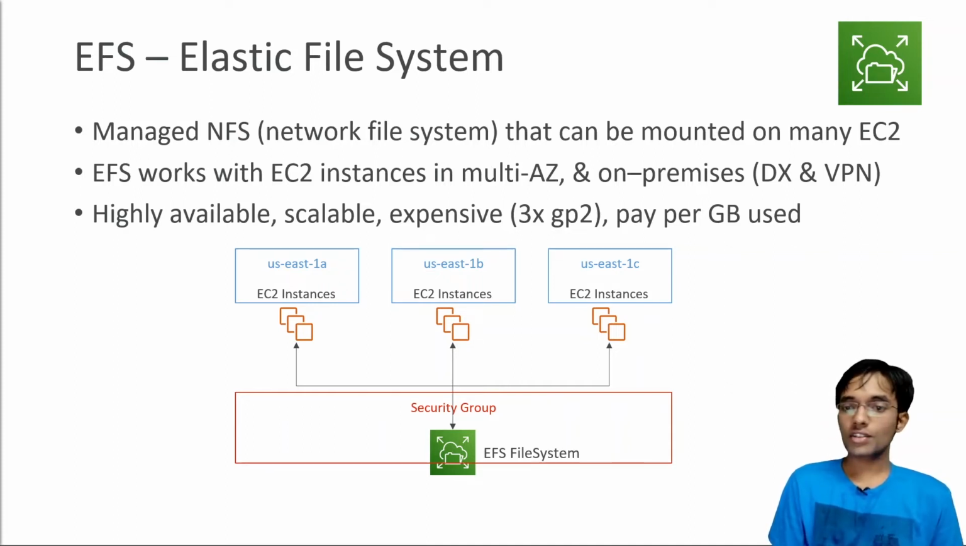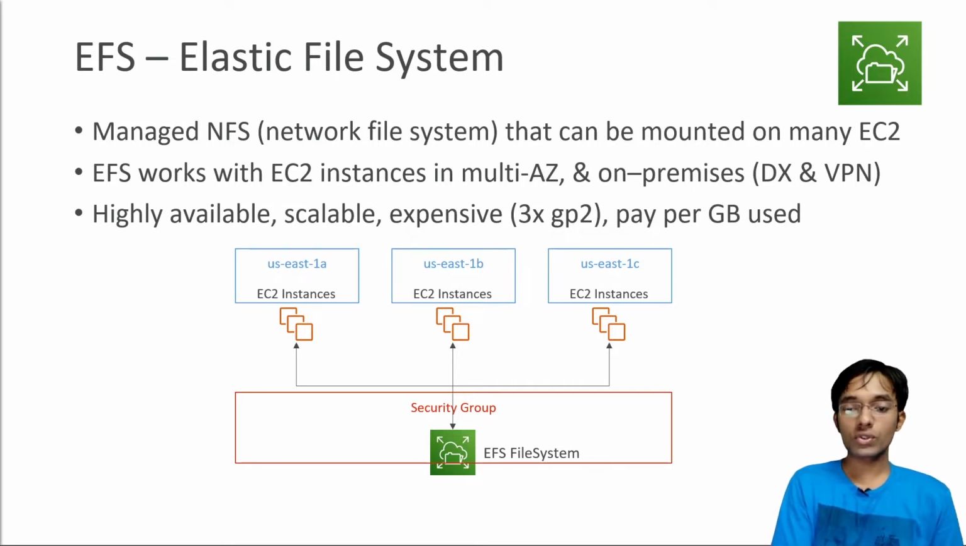Now let's talk about the EFS, Elastic File System. To manage a network file system, or NFS, the power of it is that it can be mounted on many EC2 instances at a time. So it works for EC2 instances that are going to live within the same region, but in different availability zones. So that's why it's called the network file system.